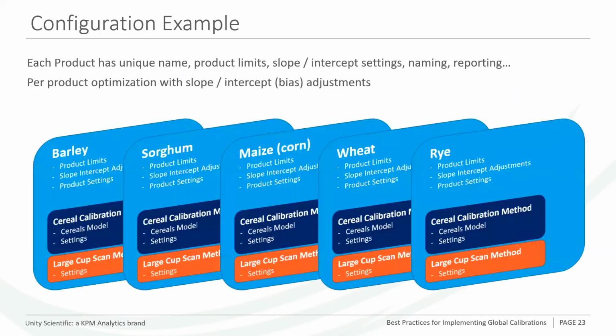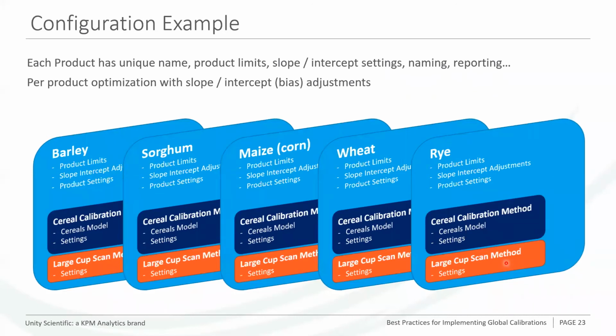So for a global calibration, it would look like this. Each product has a unique name, product limit, slope, intercept. All of these different settings are on a per product basis. But in the background, they're using the same calibration method and the same scan method. So here we've got barley, sorghum, you know, everybody can read these. Unique limits, unique biases if needed, unique product settings per product. But in the background, we've got these common methods.